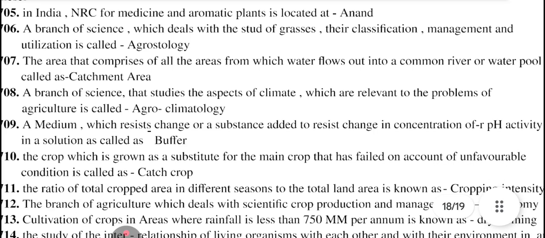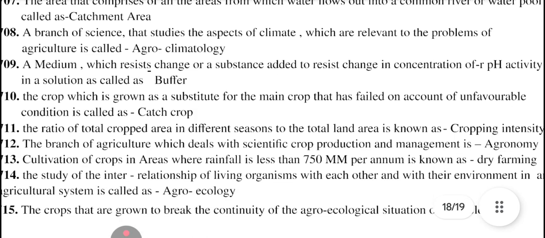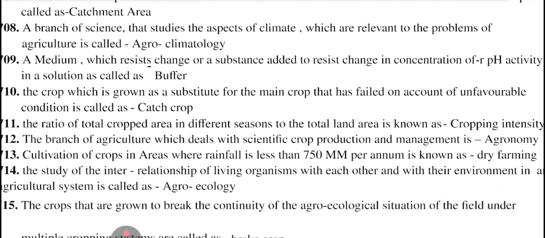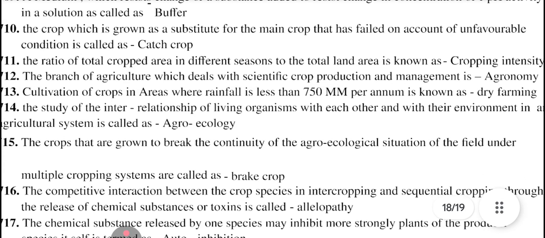Area that comprises all the areas from which water flows out into a common river or water pool is called catchment area. Crop which is grown as a substitute for the main crop that has failed on account of unfavorable conditions is catch crop. Ratio of total cropped area in different seasons to the total land area is cropping intensity. Branch of agriculture which deals with scientific crop production and management is agronomy.